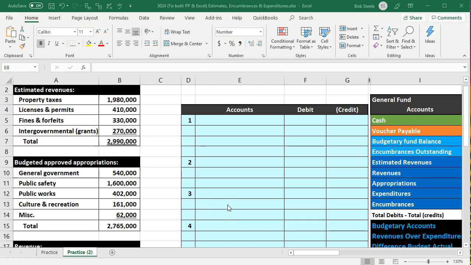In this presentation, we will work a problem focusing on recording the budgetary account, recording the related encumbrances and expenditures, and then the subsidiary ledgers related to them. The information is going to be on the left side. We're going to put that information into the blue areas on the right side.